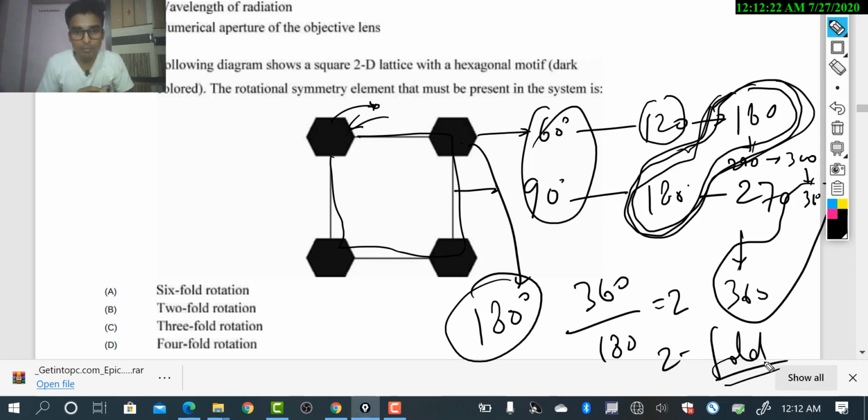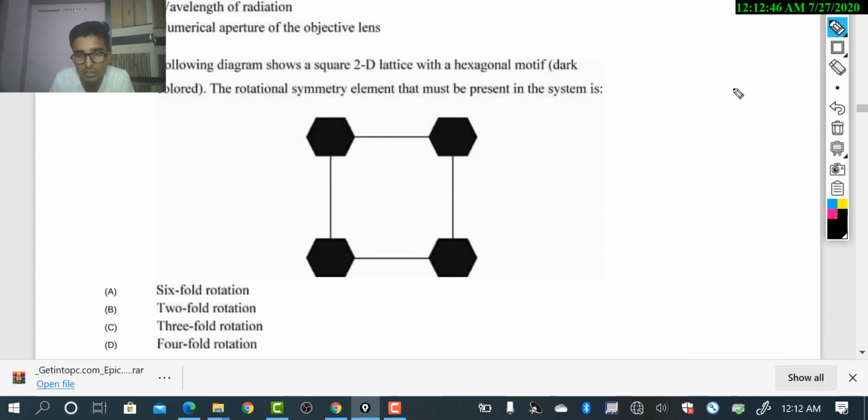You can also try it yourself by doing an activity. Just make one hexagon and one square, it's so simple, put the hexagon there, and you can check after 180 degrees. After 180 degrees, the whole object is repeating itself. So the answer is two-fold symmetry. Let's check whether our answer is correct. So the answer is B.